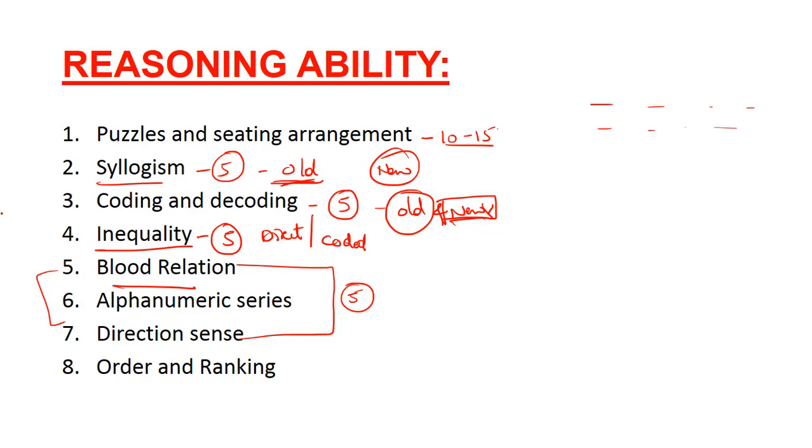Okay. The next one is alphanumeric series. There will be a series of data in which alphabets, numbers and some signs will be given. Based on that particular pattern of alphanumeric series, certain questions should be asked, and you have to answer those questions. That's also not so difficult. It will not take more than 2 to 2.5 minutes maximum to solve the questions. So 5 questions may be asked from this particular topic.